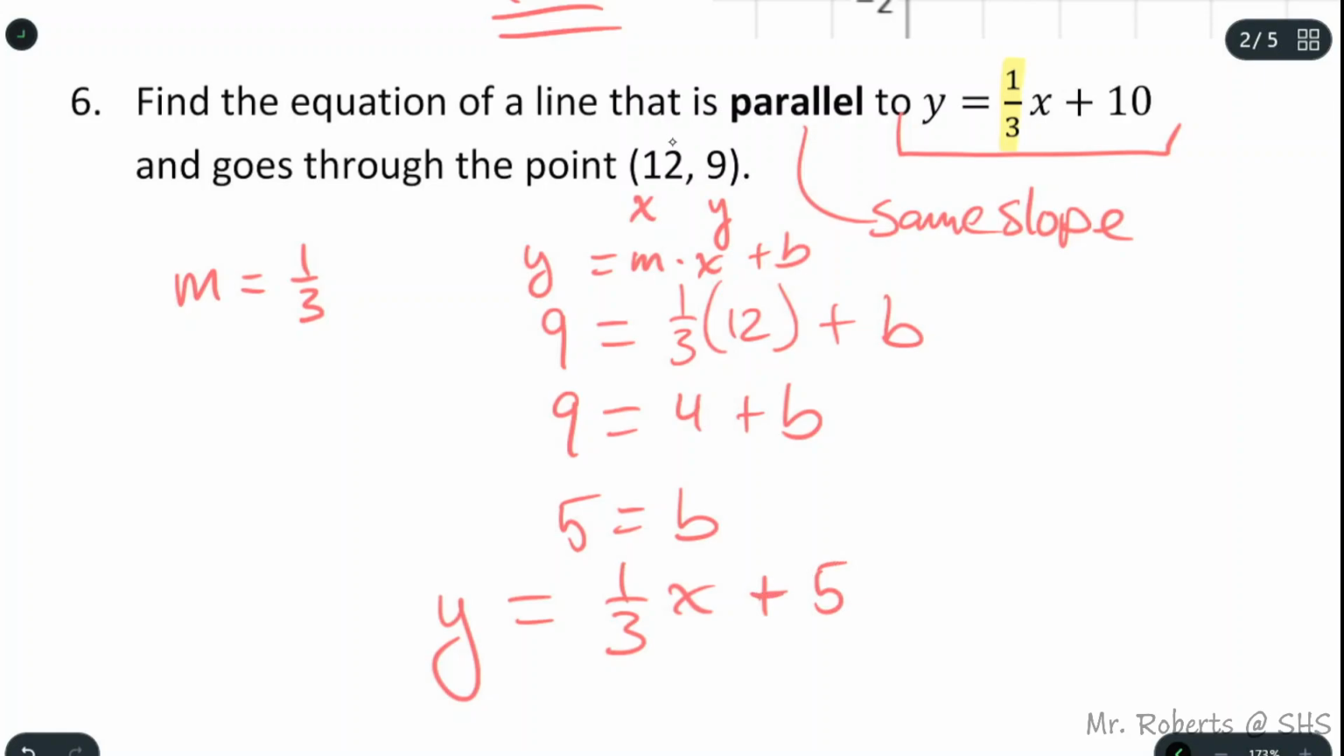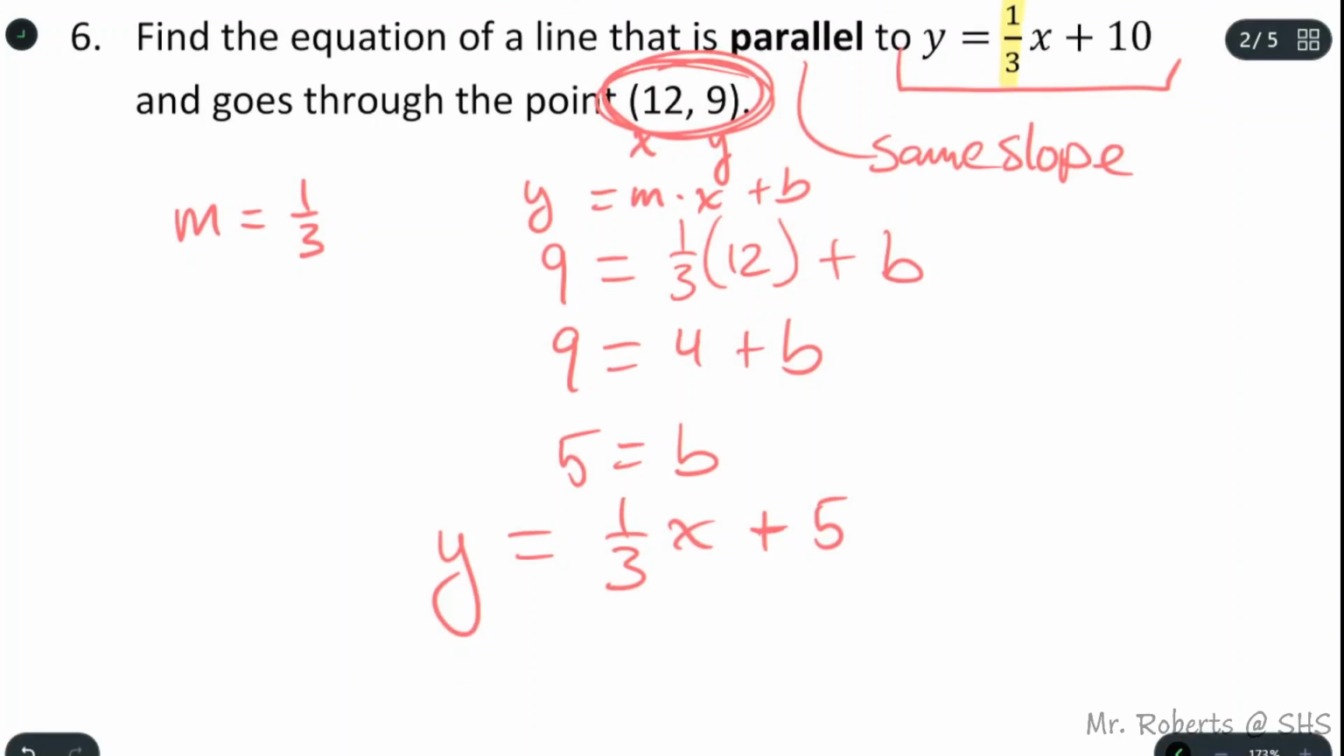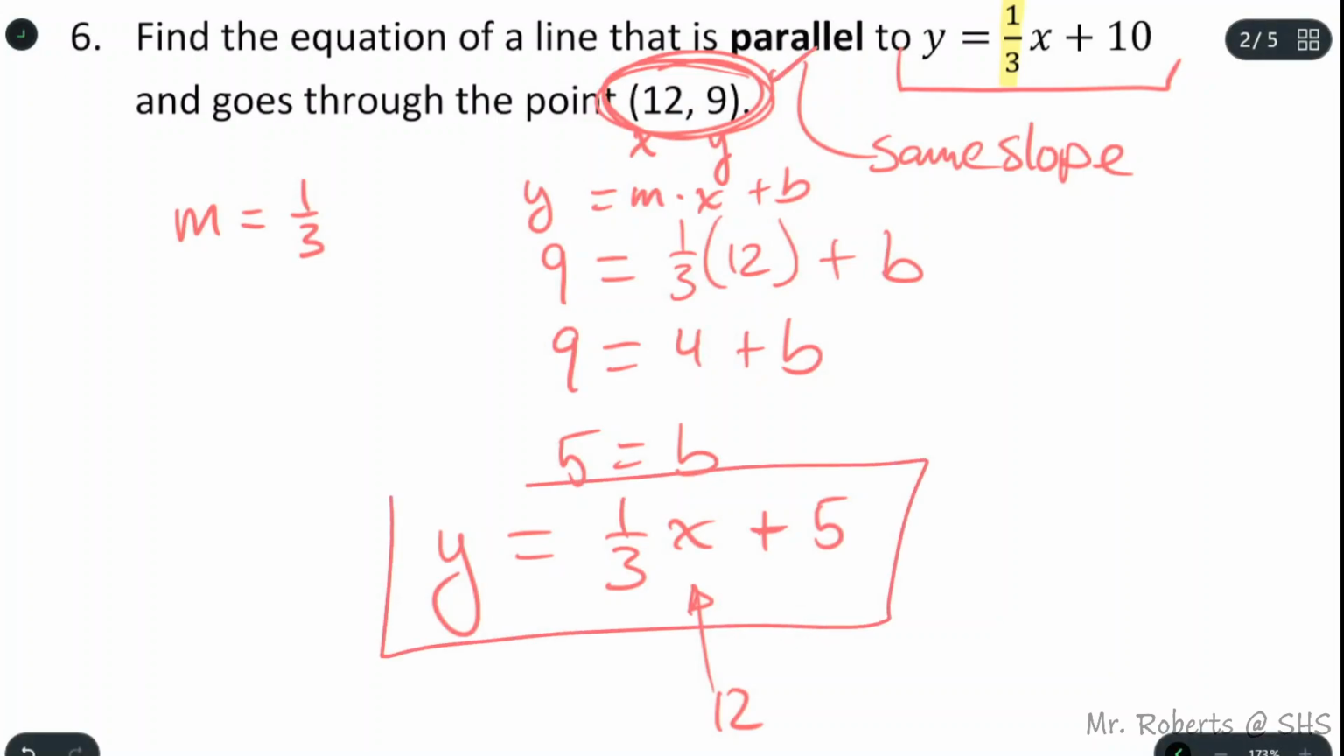Now, I can check this in two ways, right? First of all, does it have the correct slope? Yes, it has a slope of 1/3. And also, if I plug in that x is 12, does it give me 9? Well, yeah, because 1/3 times 12 is 4, and 4 plus 5 is 9. So this certainly does check. So our answer to question 6 is y equals 1/3 x plus 5.